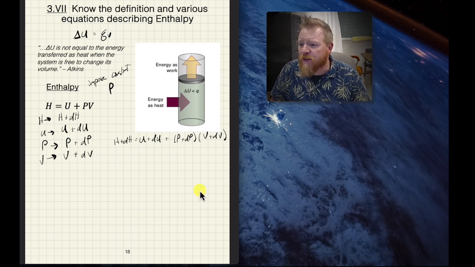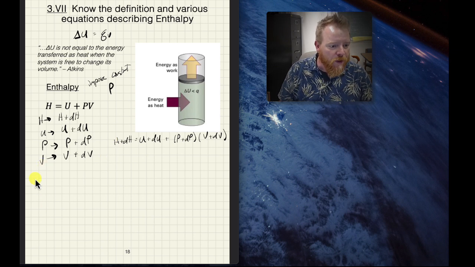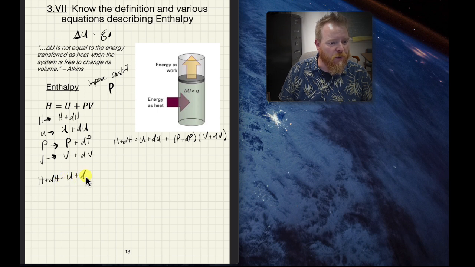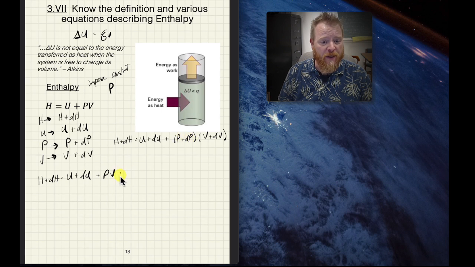We're going to separate those out through the process of FOIL. So we have H plus dH equals U plus dU, and now I'm going to FOIL it. First is going to be PV. Outside, that's going to be plus P dV. Inside, that's going to be V dP, and last, that's going to be dP dV.